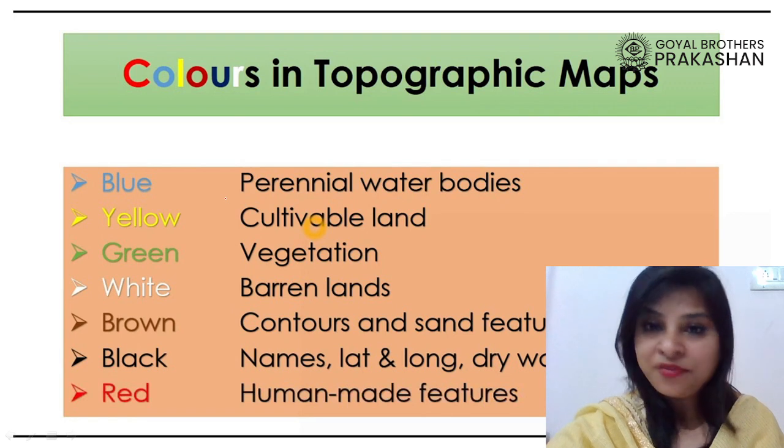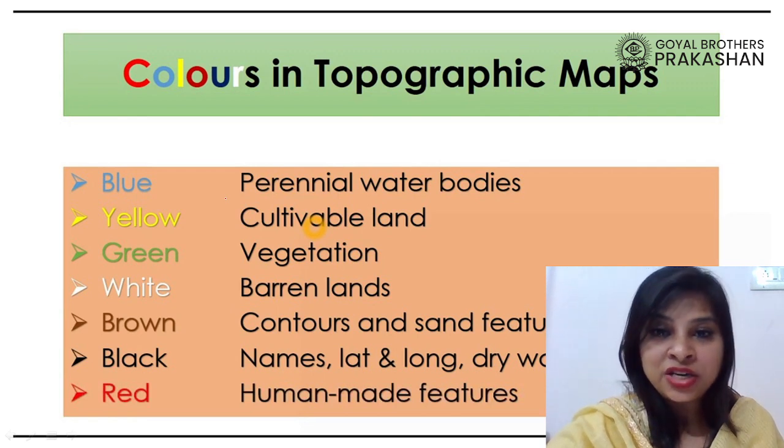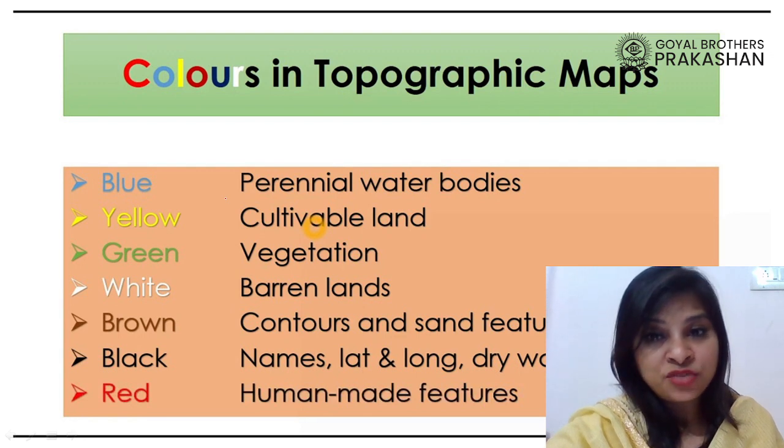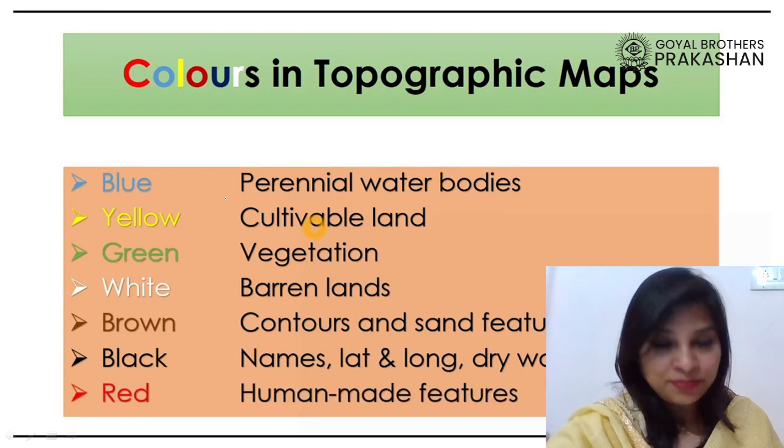So wherever you see blue, that means it is showing perennial water bodies. Okay, either perennial wells or rivers or anything, a lake, a pond. So blue, perennial water bodies. Yellow is for the cultivated land, cultivable land, agricultural land. Green is for vegetation, forest area. White is for open scrub, that is barren land. You will see white patches, white color. Brown for contours, that means any elevated area, hills and all. Brown, that means contours, and sand dunes, brown dots. So sand dune features.